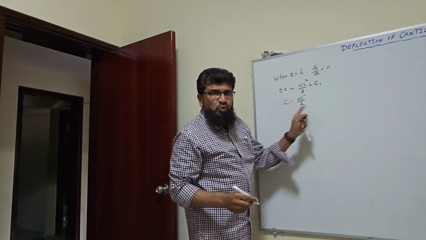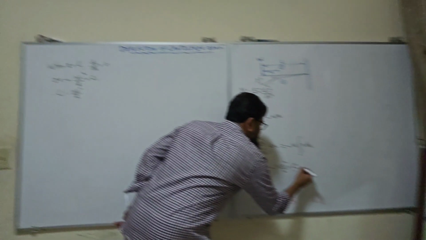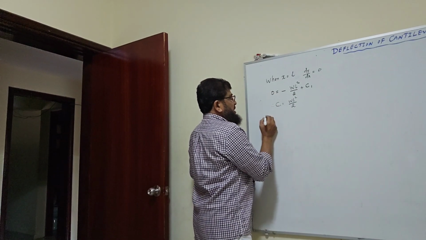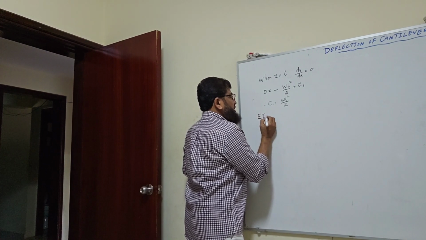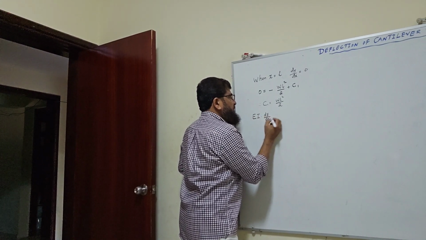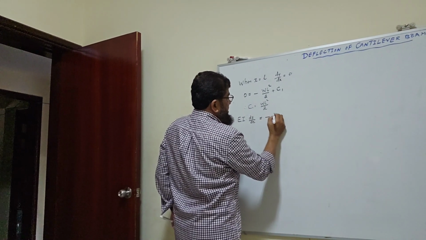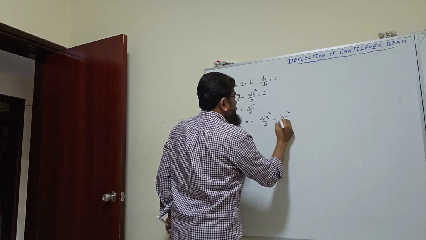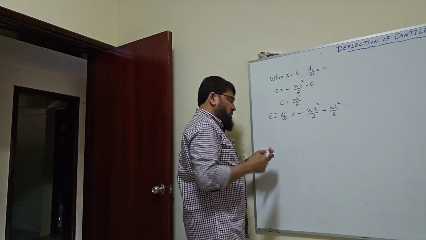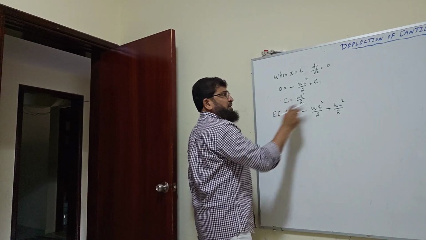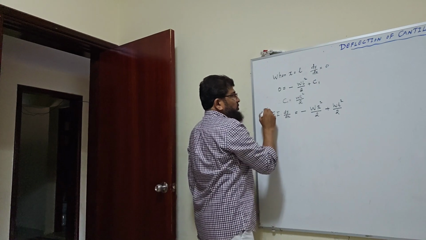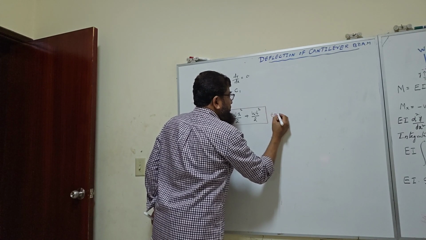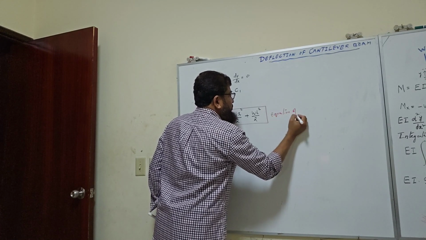Now if I substitute this one back into my equation, if I call this one as equation number 1, then what happens? EI into dy by dx is equal to minus Wx square by 2 plus WL square by 2. This is what? This is the equation of the slope. So dy by dx is nothing but slope.